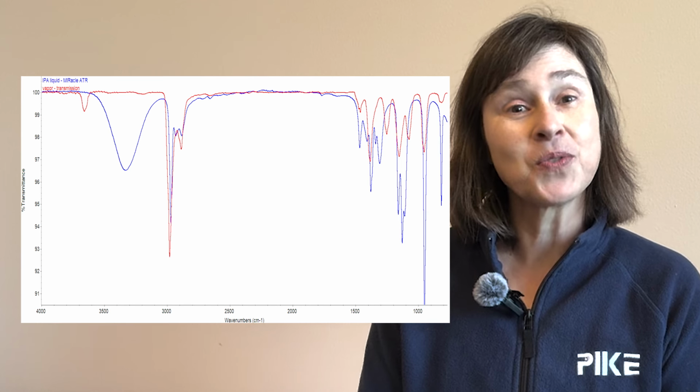Well, it's really easy to tell, and let's take a look at a couple of spectra and you can see for yourself. So I collected two today, one in the liquid phase using the Miracle Single Reflection ATR, and I also collected a spectrum of IPA vapors just in transmission. I used 8 wavenumber resolution.